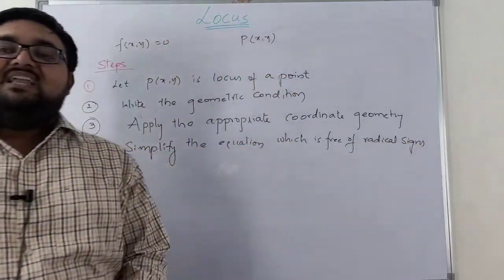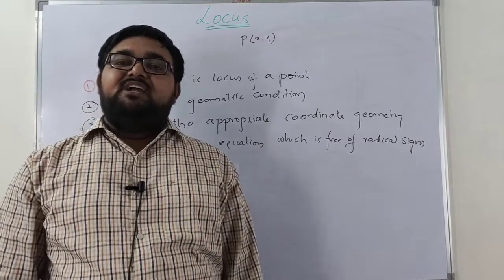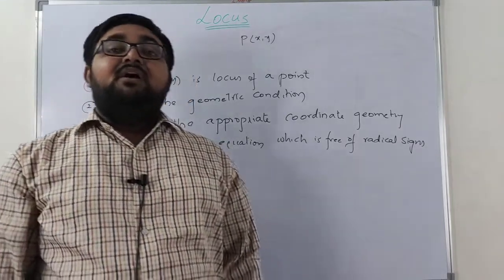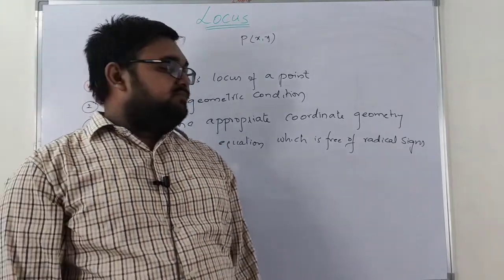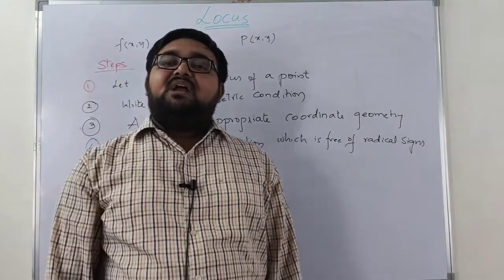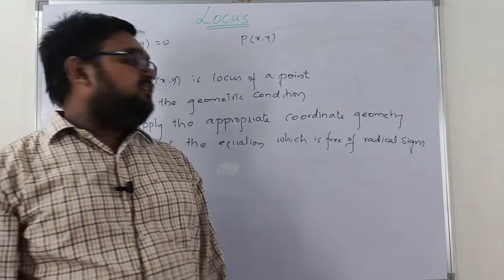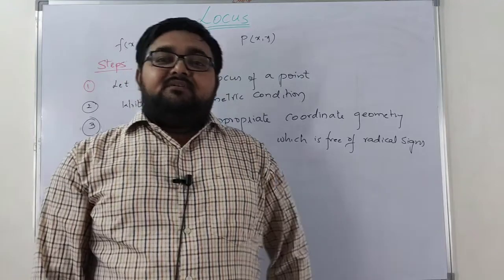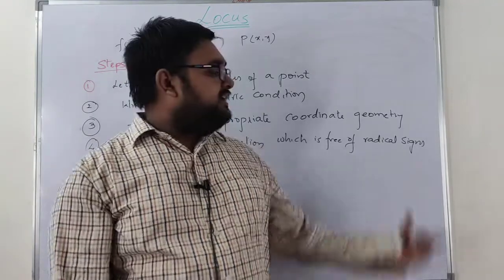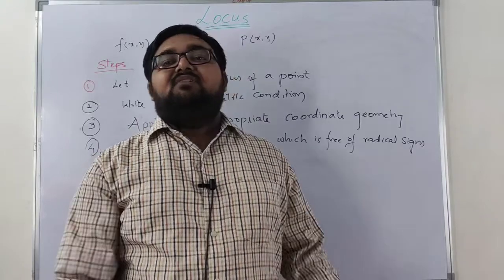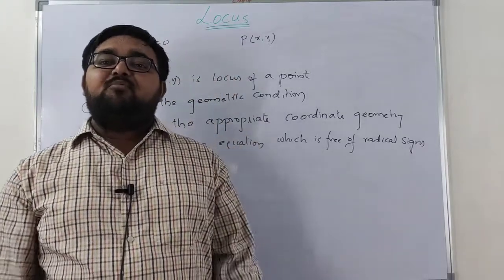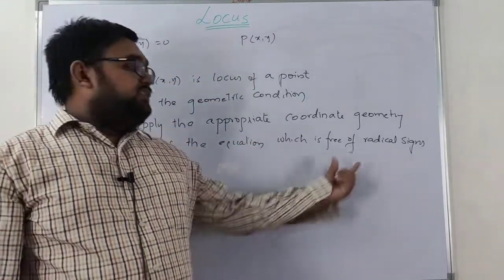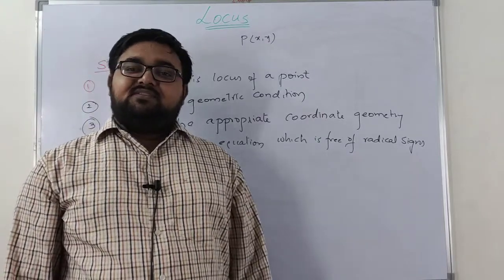What is the meaning of radical sign? Radical sign means you might have a square root, a cube root, or powers like 2 by 3, 3 by 2. Likewise you will have rational powers, which are in the form of p by q. If you have rational powers, we call them radical signs. If you have radical signs, you need to free them. Free those terms which have radical signs by either squaring on both sides or cubing on both sides. Whatever the appropriate operation is, apply it and free them from radical signs.